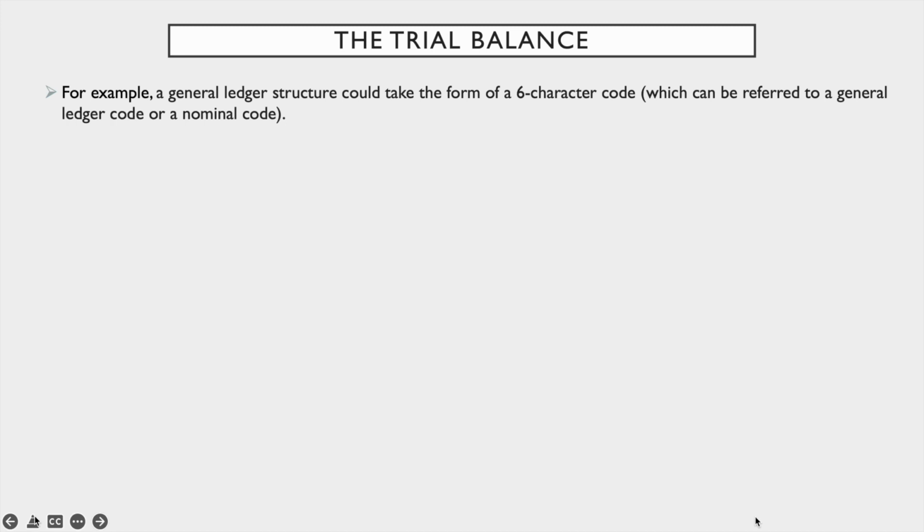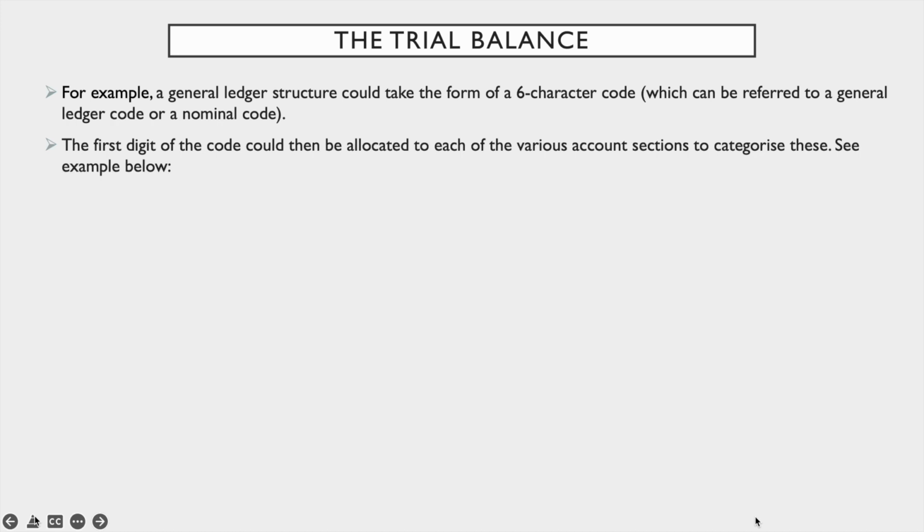For example, a general ledger account could take the form of a 6-character code, and then that code would have the information for that general ledger for any transaction journals coded to that specific general ledger account. I think examples are probably the best way to demonstrate this. So the first digit of that general ledger code could be allocated to one of those account categories, being the asset, liability, equity, revenue, or income.